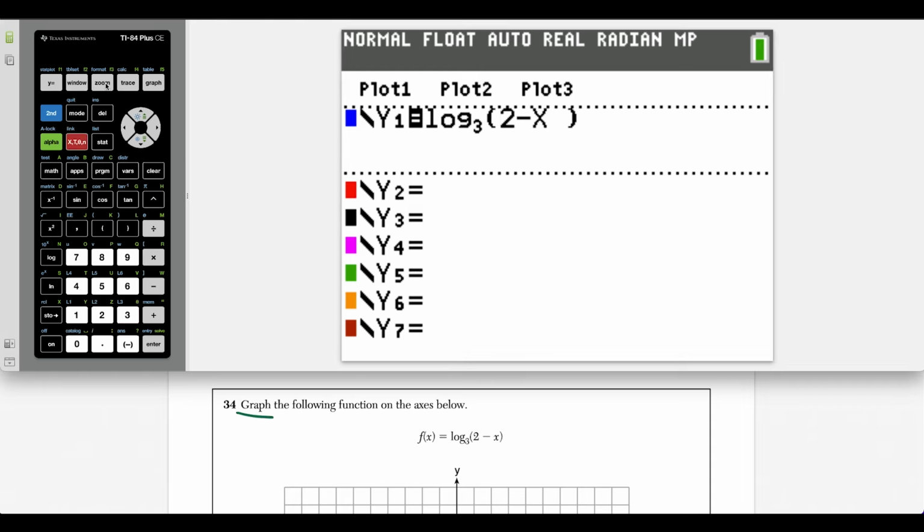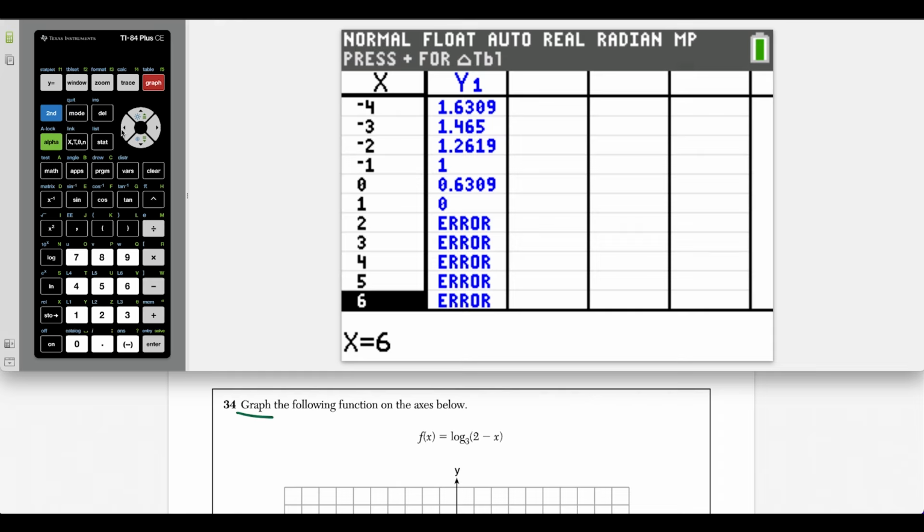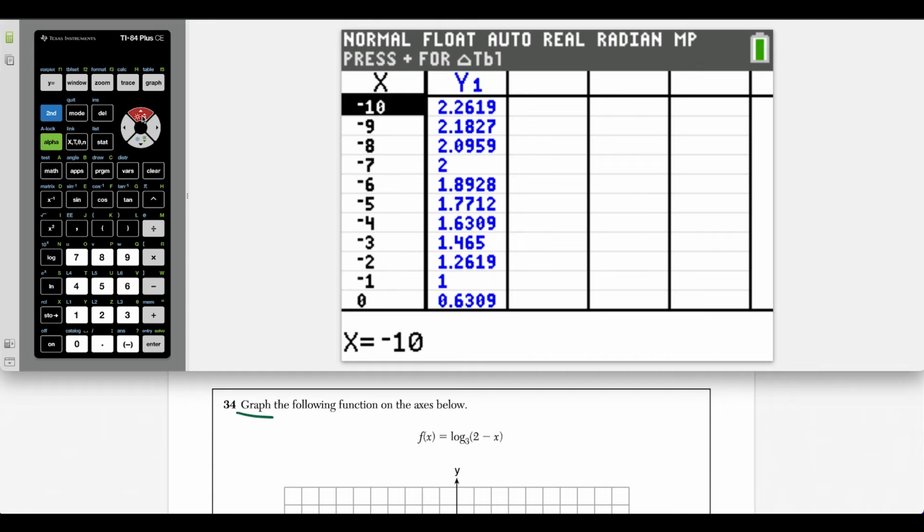So we do this, and just to make sure the graph is nice, I'm going to press zoom 6, and that puts it back to normal. So now let's take a look at the table. We press second graph, and if we scroll up here, notice that we have a bunch of errors here, but then once we get to x equals 1 and all values less, then we actually get significant values here for our y column.